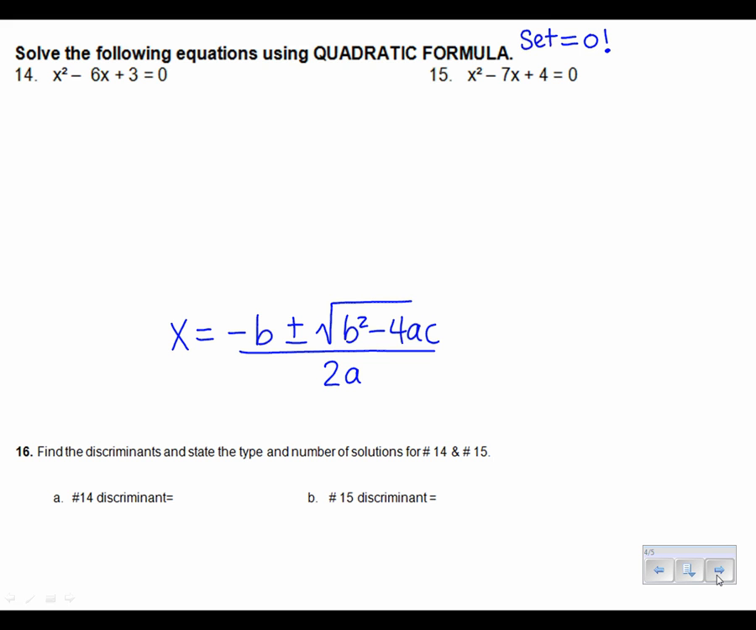Well, if your quadratic equation is written in the proper form, it should be written ax squared plus bx plus c equals 0. A is the coefficient of x squared, and the coefficient of x squared on this one is a hiding 1. B is the coefficient of x, which I see here is a negative 6. And c is the number involved in the equation, which I see here is a positive 3. Once I have those values, I'm going to plug into the quadratic formula.